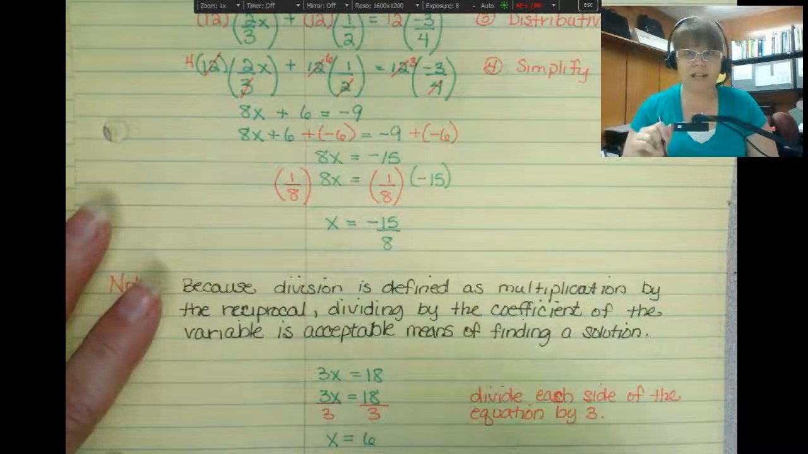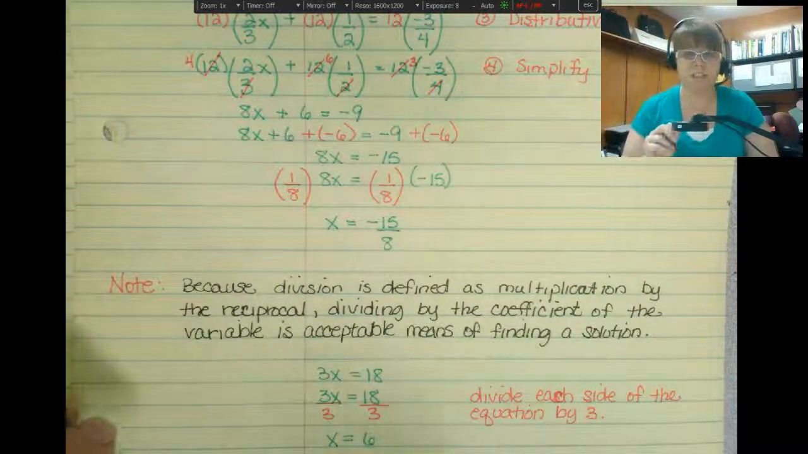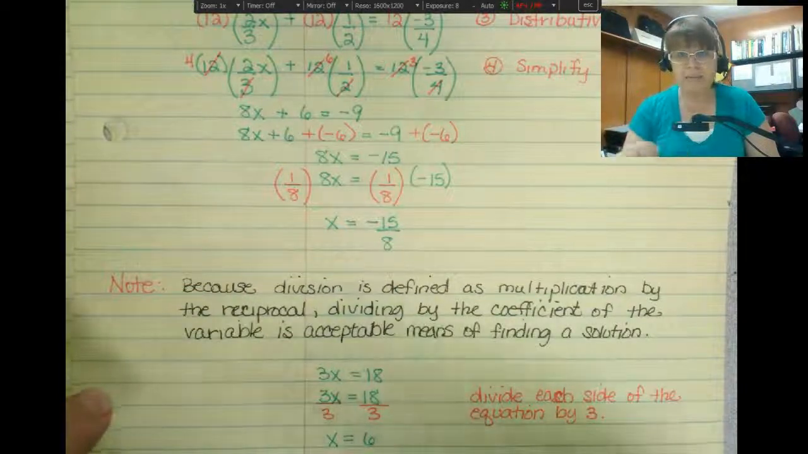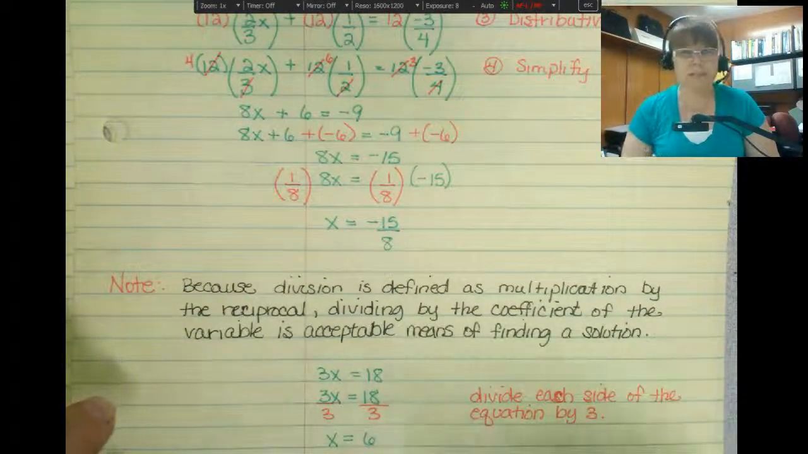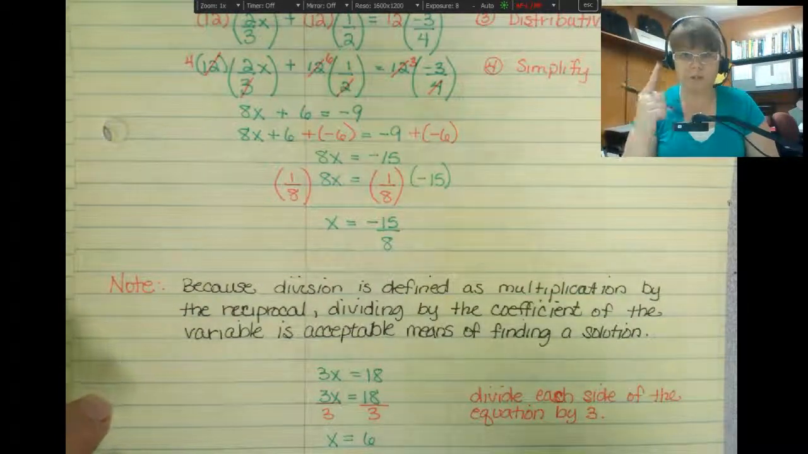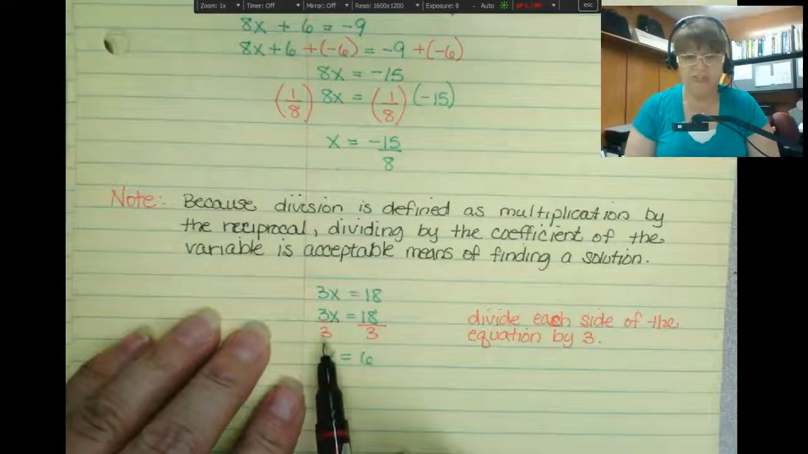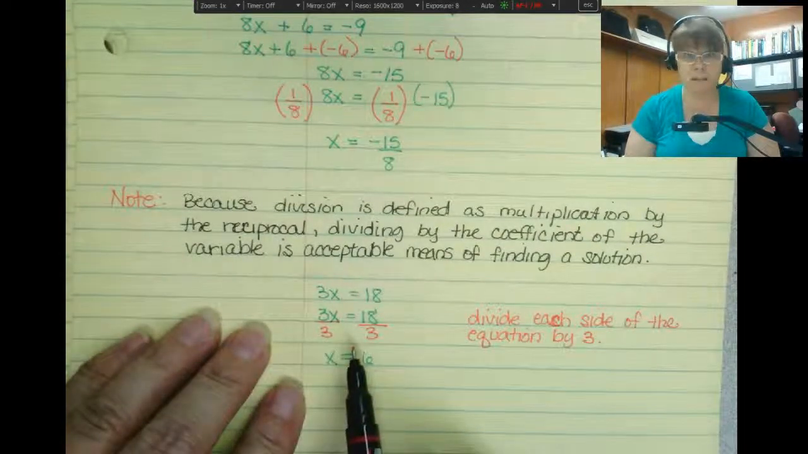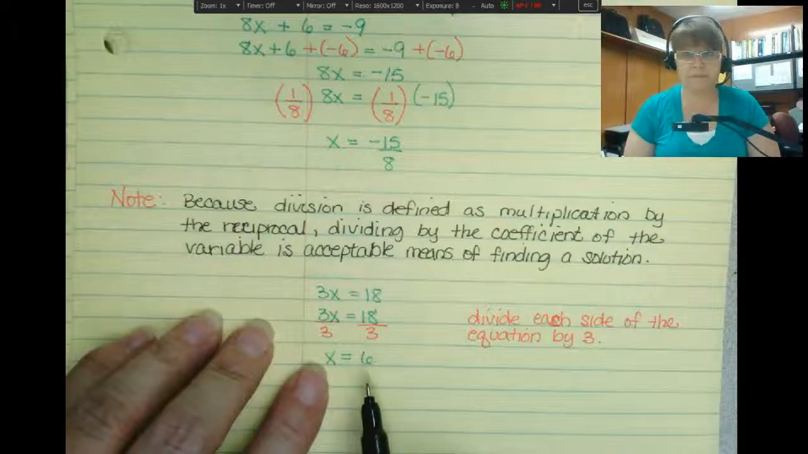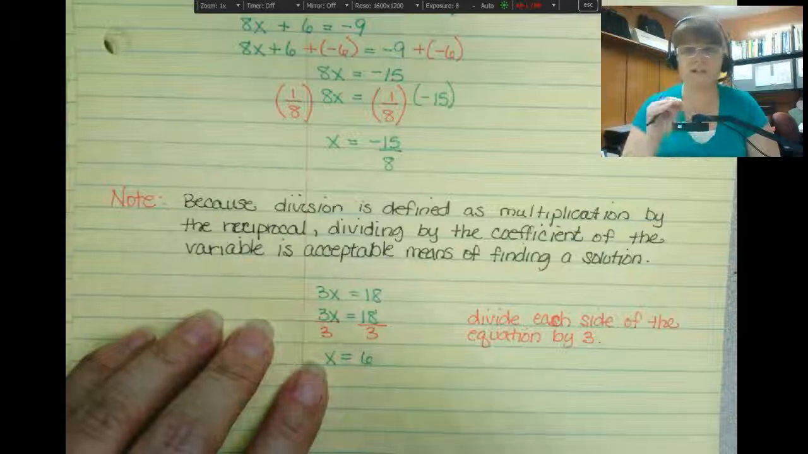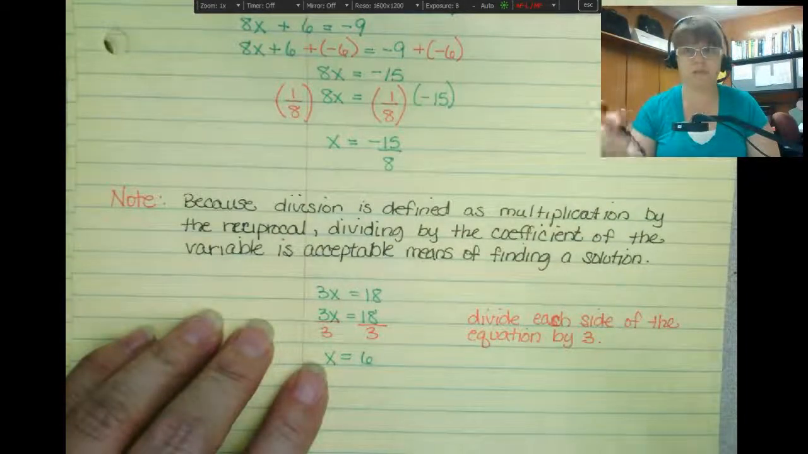That's because, if you remember, division is defined as multiplication of the reciprocal. So dividing by the coefficient is the same thing. It's an acceptable way of reducing the variable down to 1. For example, 3x equals 18. I'm going to divide each side by 3, x equals 6. So whichever way you prefer to do it, by multiplying by the reciprocal or just dividing by the coefficient, you choose which method you like to use.